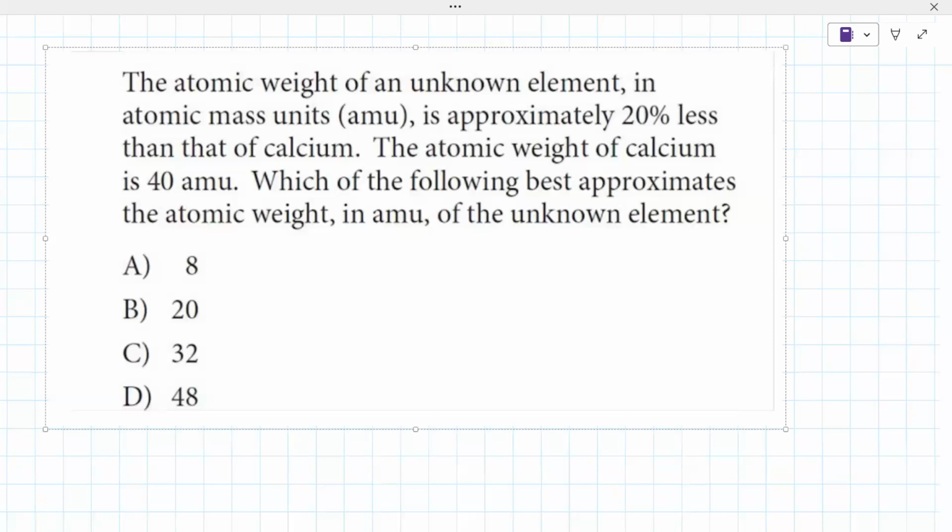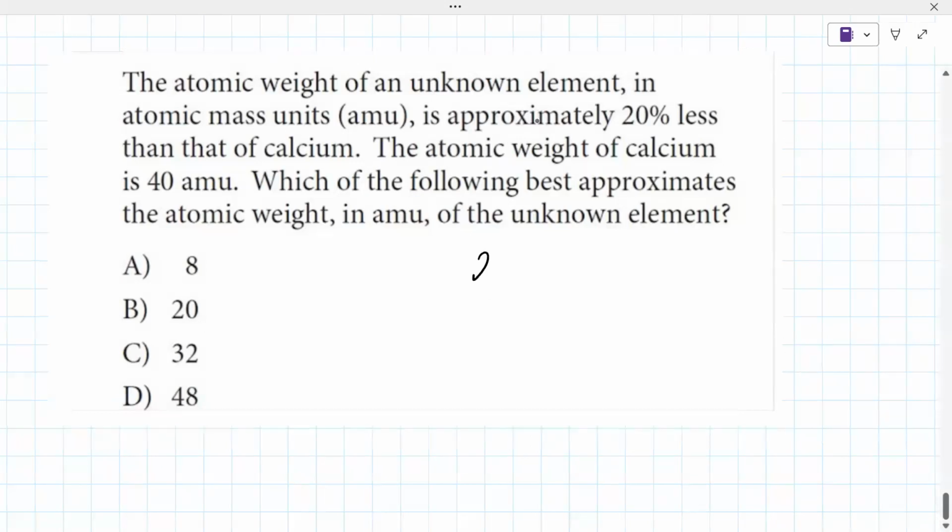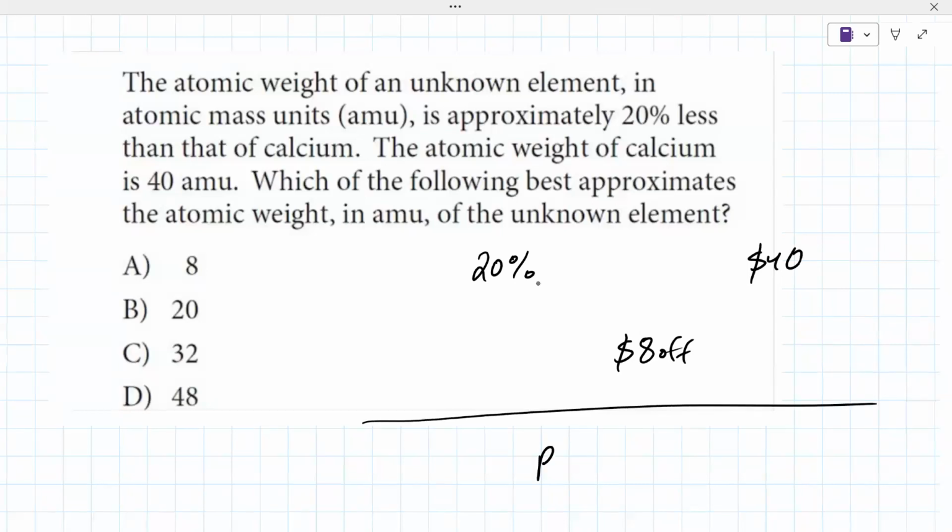A. Okay, and how did you come up with A? Tell me what you did here. 20 over 100 times 40, which is just 2 times 4. Okay. So you go to a store, and you have a 20% off coupon, which is essentially what this is saying. 20% off coupon, it's $40. And you're like, all right, that's $8 off. And you go to the register. How much do you pay?